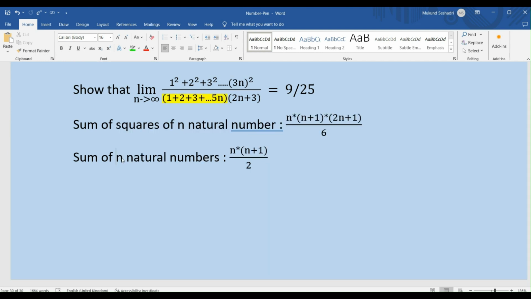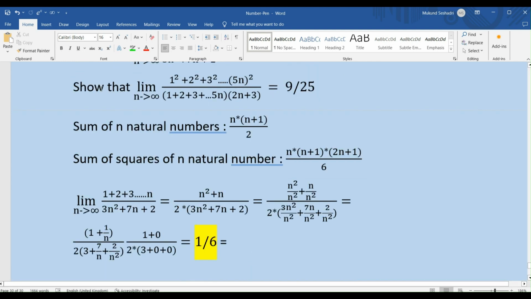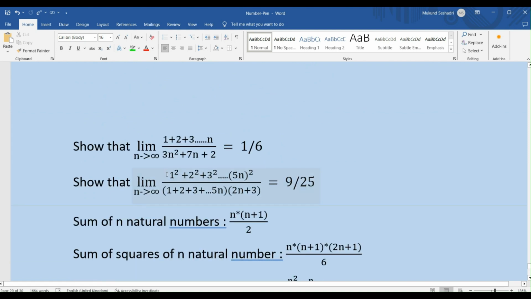Folks, I just realized that I'd made a small error while copying down the question onto the screen. If you go back here, I would have called out that the second problem is 1 square plus 2 square plus 3 square up to 5n square, divided by 1 plus 2 plus 3 up to 5n multiplied by 2n plus 3, equals 9 by 25.